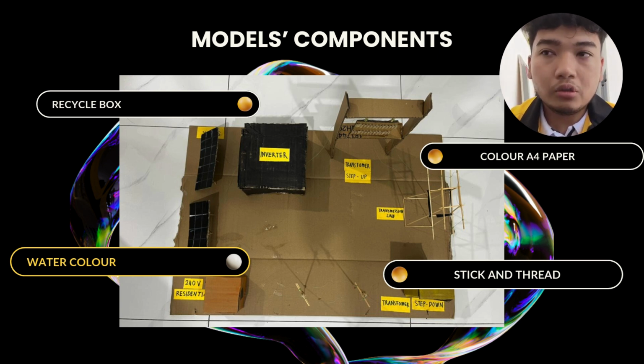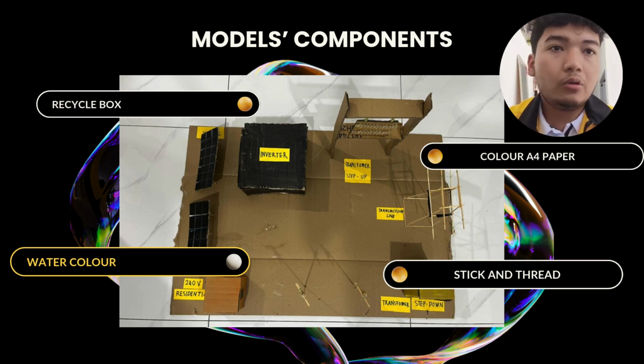For the second, color A4 paper. Color A4 paper is used to label each component: solar panel, inverter, transformer, transmission lines, and residential load. It improves visual clarity and presentation quality. Different colors help to distinguish between system stages and make the model easy to understand for viewers and examiners.